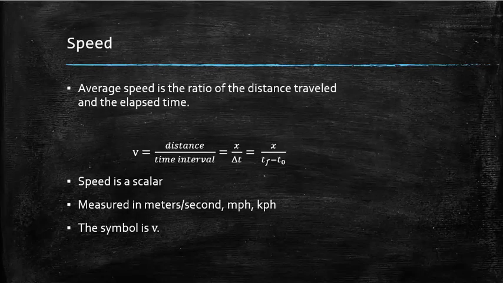And like I said, speed is distance over time. It is a scalar. It is measured in meters per second, miles per hour, just like velocity. And the symbol is going to be a V again. The difference is going to be for speed, it doesn't matter what direction you're going. And for velocity, you care about direction.